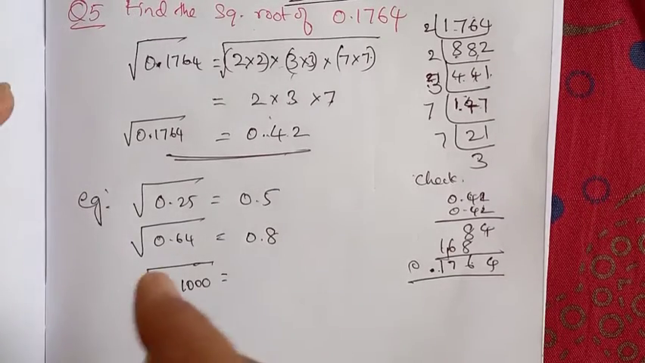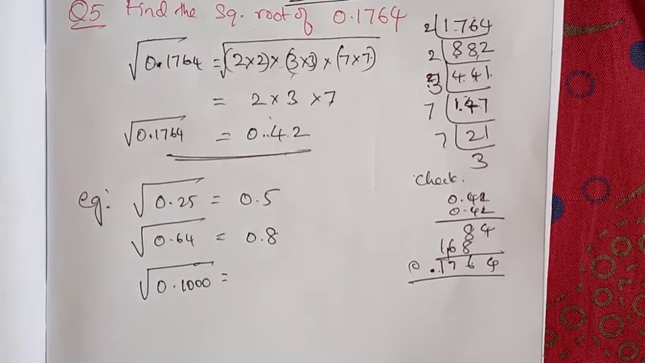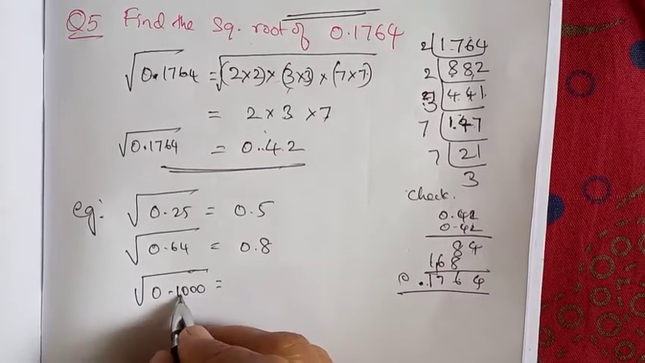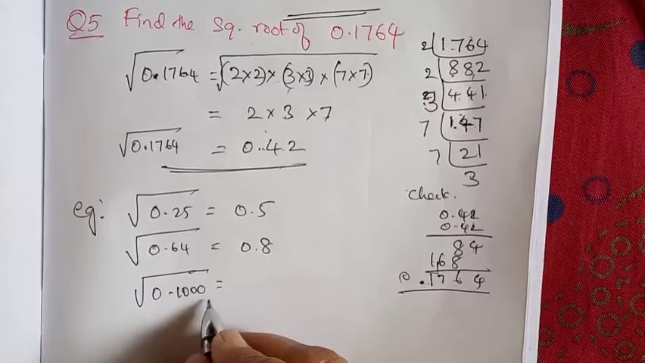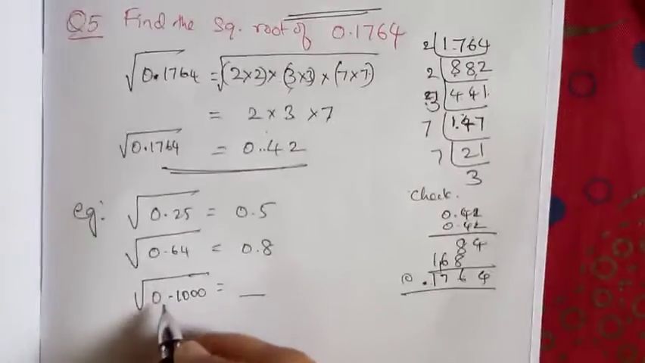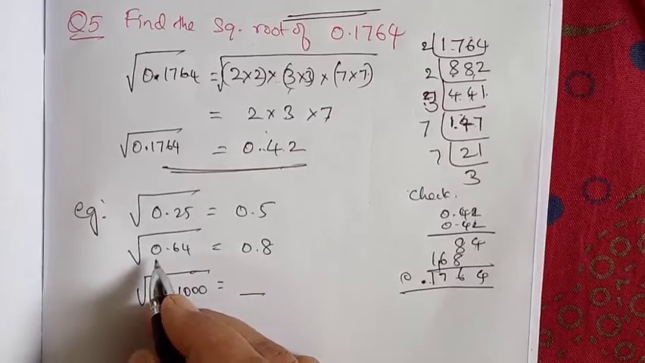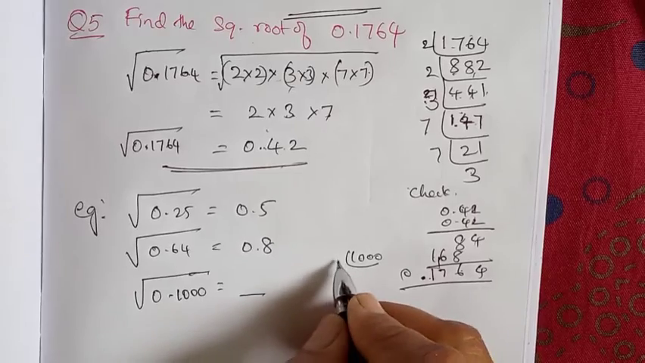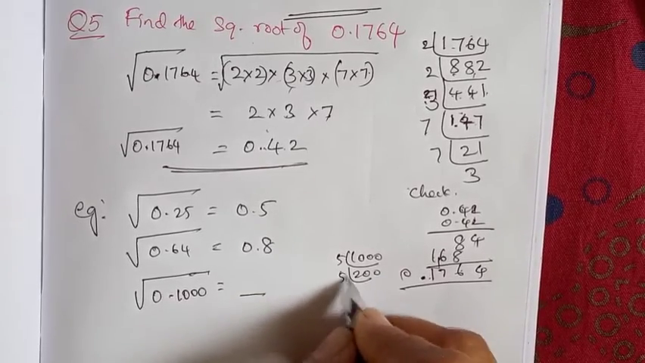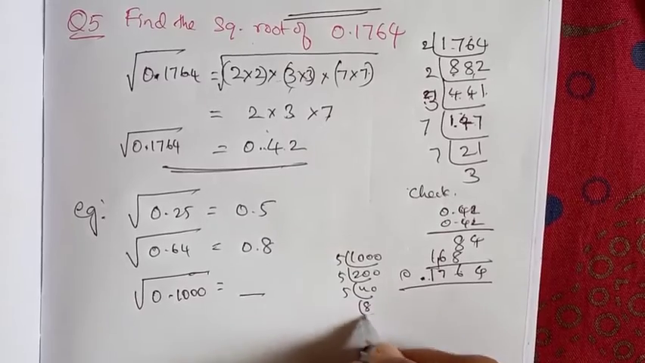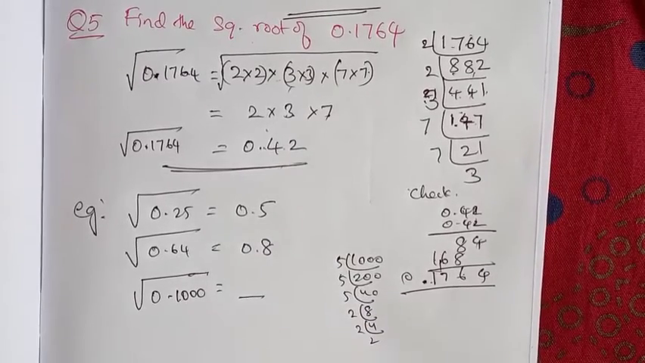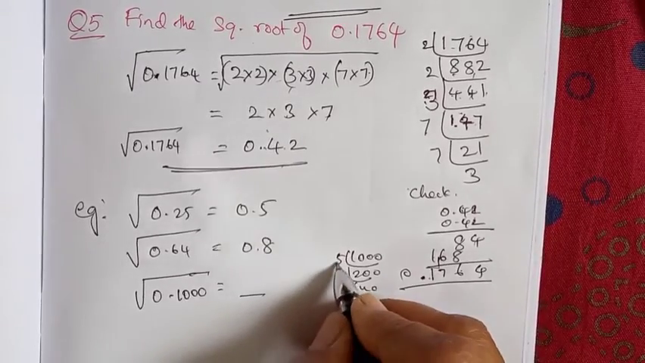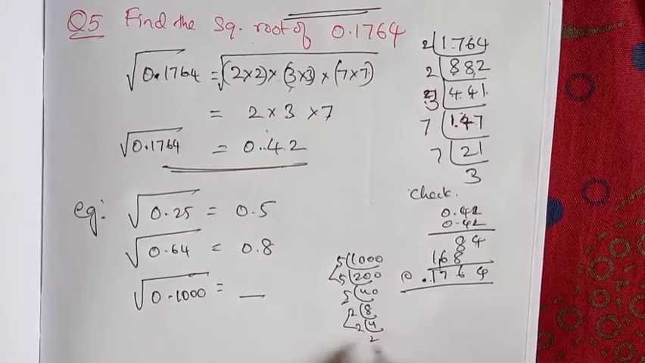So 0.1000 is not a perfect square, so we cannot write for this. Children, so in this way you have to identify. See, 1000, how can we write? I'll explain this one also. 5 twos are, 5 fours are, 5 eights are, 2 fours are, 2 twos are. This is not a perfect square, 1000, because 2 fives are there, 2 twos are there, and 5 and 2 are left.